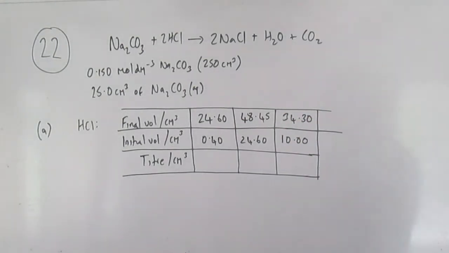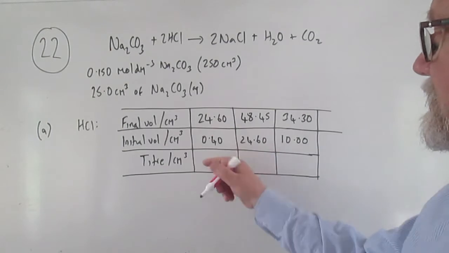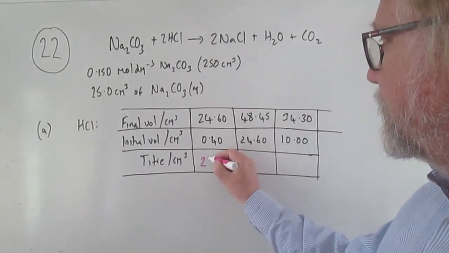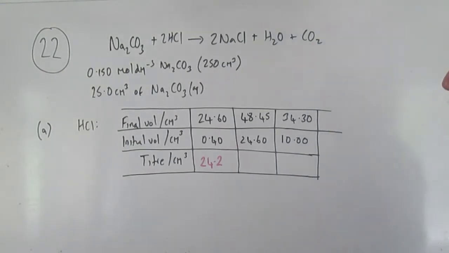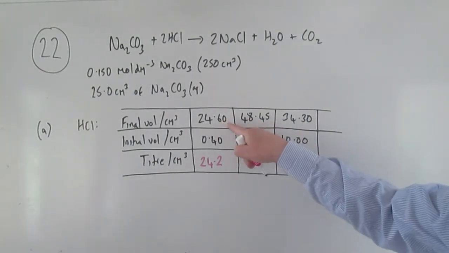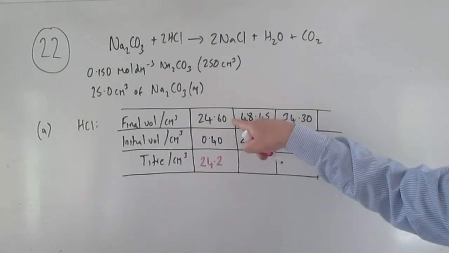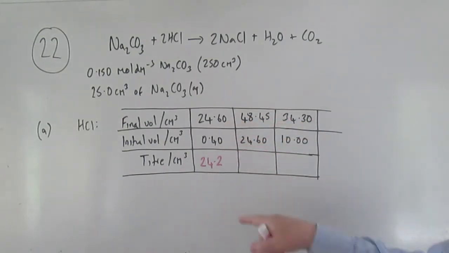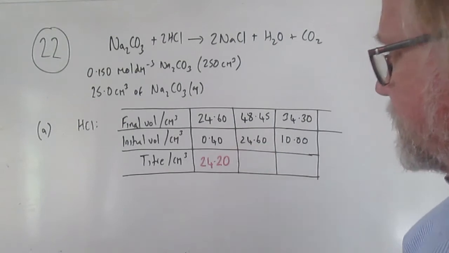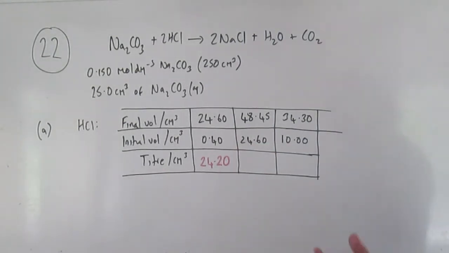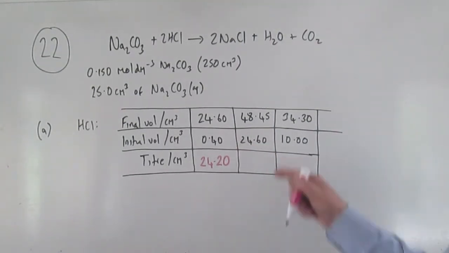Where you have to be careful is if you do that on your calculator, it will tell you that the answer is 24.2. But you have to remember that because these data are given to 2 decimal places, the second one always being 0 or 5, you have to give your titer to 2 decimal places, the second one always being 0 or 5. So that's not just 24.2, it's 24.20. If you don't do that, you don't get the mark.